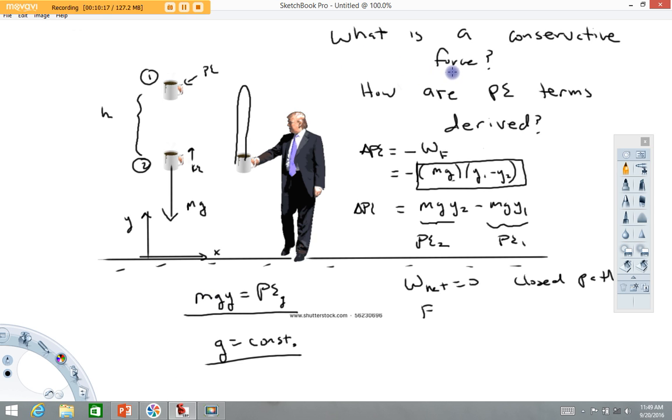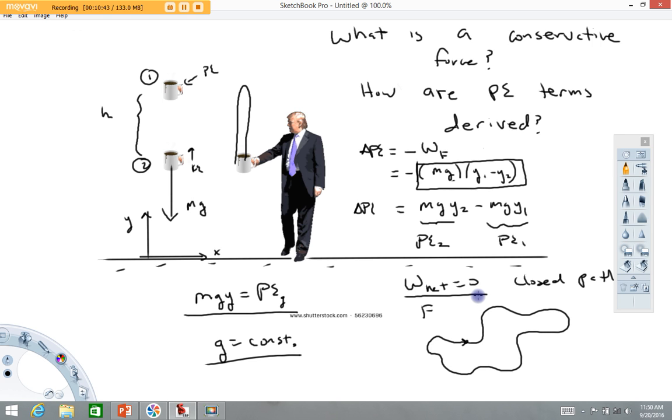As far as what is a conservative force, mathematically, it's a force where if you start at a position and go through a series of displacements, but you end up at the same position and the net work is zero, then the force is a conservative force. I like to say this: it's a force that doesn't change the net energy of the system. It doesn't increase or decrease the net energy of the system.